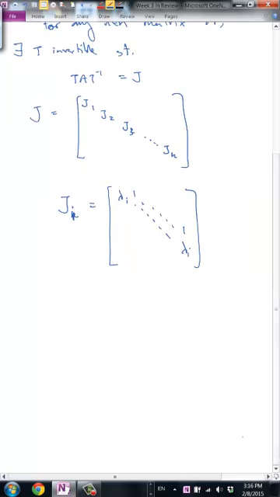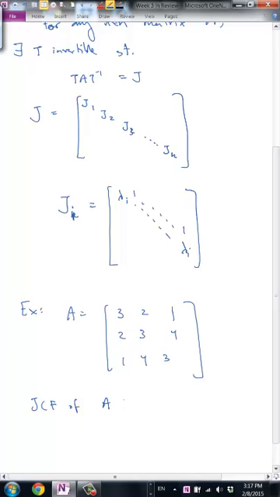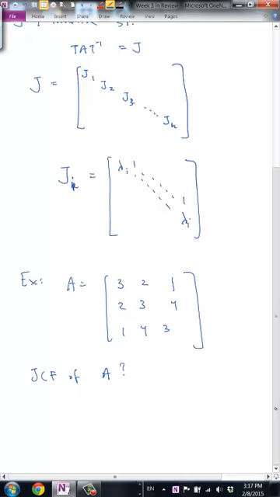So let's see an example of this. Let's suppose that A is equal to the matrix 3, 2, 1; 2, 3, 4; 1, 4, 3. What is the Jordan canonical form of A? Well, we haven't discussed in the general case how you find the Jordan canonical form, but in this case, we know how to do it. So we observe that A is symmetric.